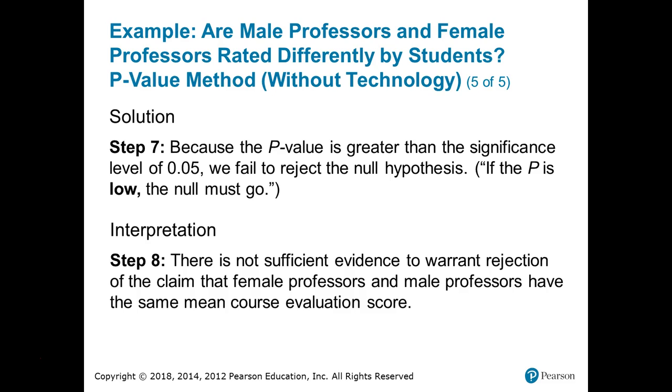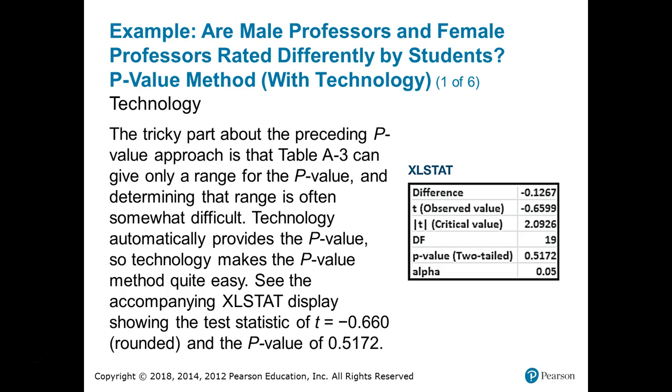And as the ever so catchy jingle goes, if the p is low, the null must go. So the interpretation, from step 7, is that there is not significant evidence to warrant rejection of the claim that female professors and male professors have the same mean course evaluation score. Okay, you can also solve this using technology.